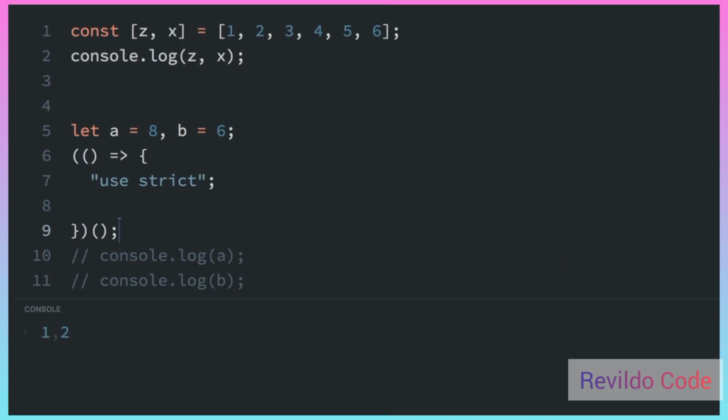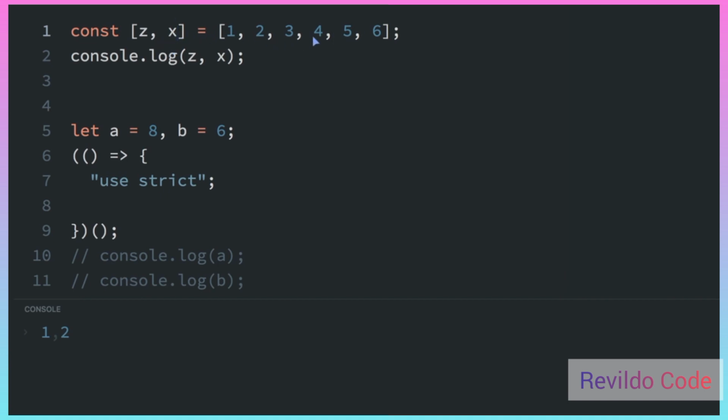You can use destructuring assignment to assign variables from arrays. Look at this example here. So we have this array of 1, 2, 3, 4, 5, 6, and we're assigning the variables z and x to the first two numbers of the array, 1 and 2. The difference between destructuring from arrays and destructuring from objects is that you cannot specify which element from the array to go into a variable. It just goes in order.